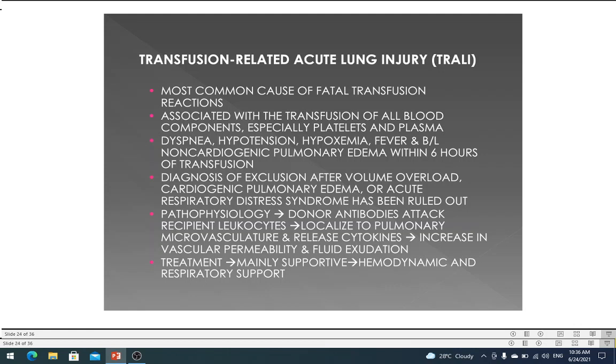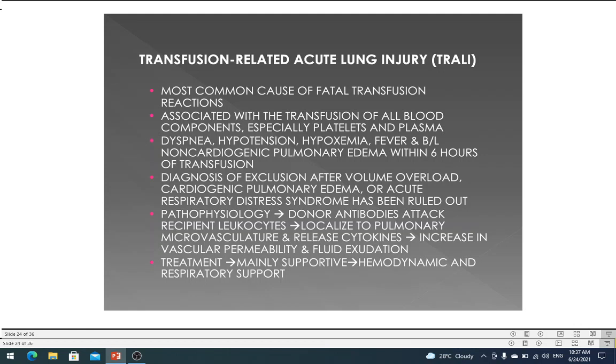Patient will have dyspnea, hypotension, hypoxia, because it is injuring the lung, isn't it? Dyspnea, hypotension, hypoxia, fever, and the finding that you will get is bilateral pulmonary edema, which is not due to a cardiogenic cause. You understand? So that is the most important thing. That is what differentiates it from cardiogenic causes. So that is how you diagnose it.